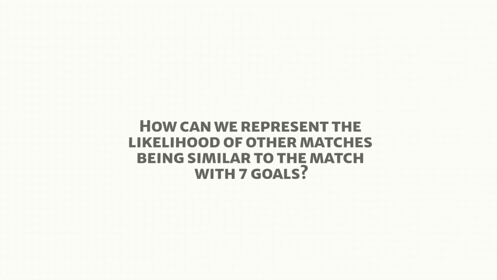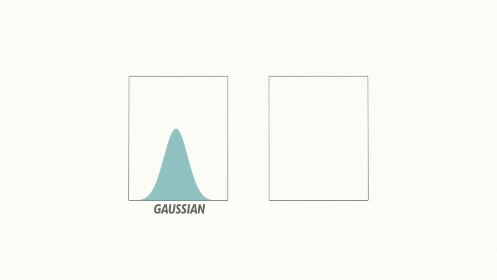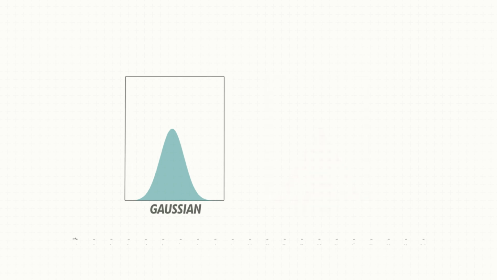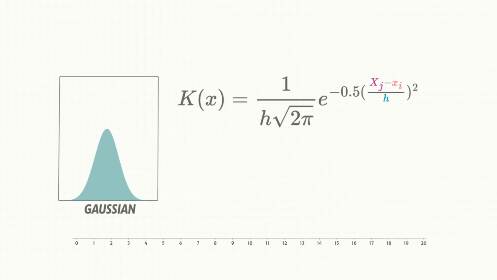To represent this similarity across different types of matches, we can employ a kernel function. Think of it as a way to gauge the resemblance between various match scenarios and a particular match scenario. There are different types of kernel functions available, such as Gaussian and the triangle function. For now, let's stick to the Gaussian kernel because it's the most common one.